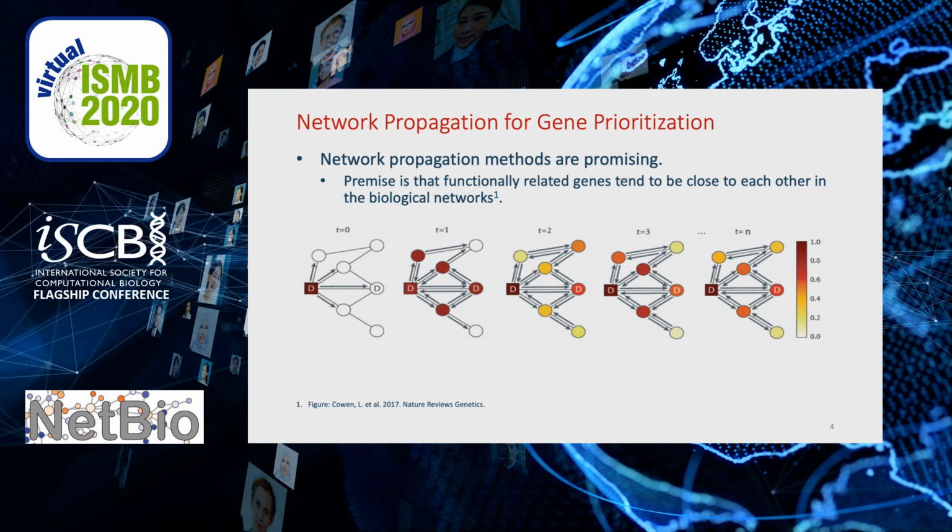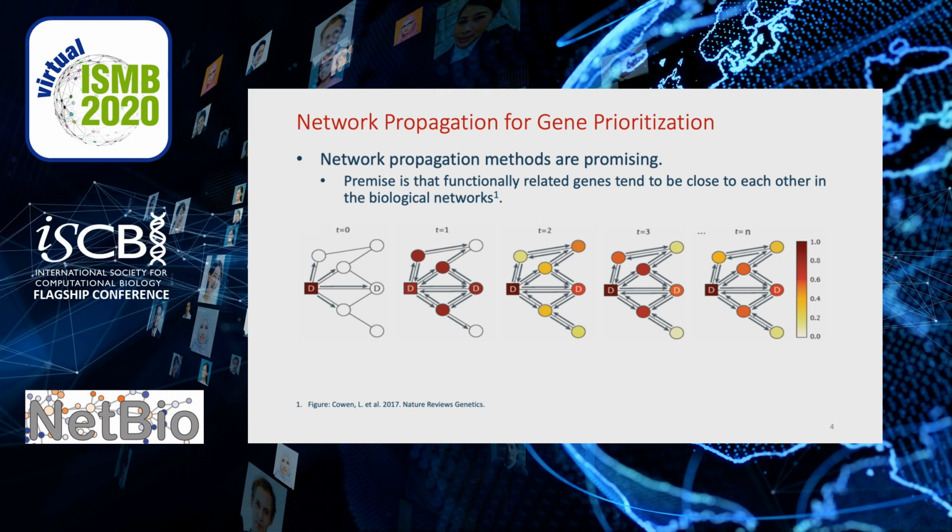And network propagation is a promising network analysis method that has gained popularity recently for gene prioritization. Its premise is that functionally related genes tend to be closer to each other than to other genes in the biological networks. For those who are not familiar with the network propagation methods, here we can see how they work in this simple figure.